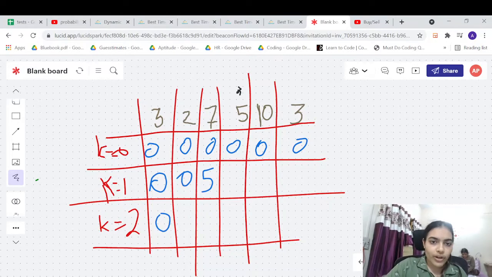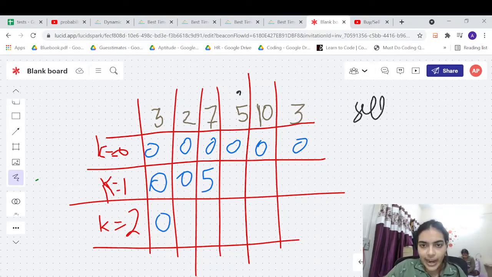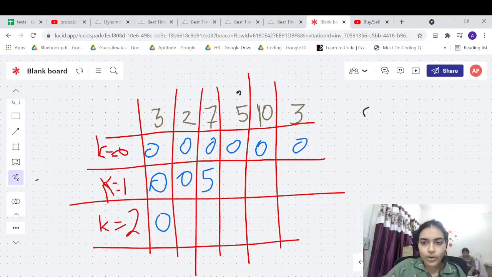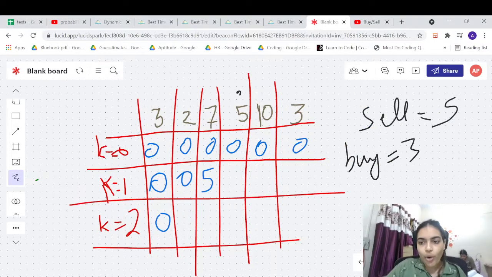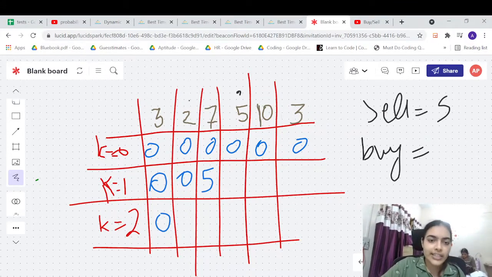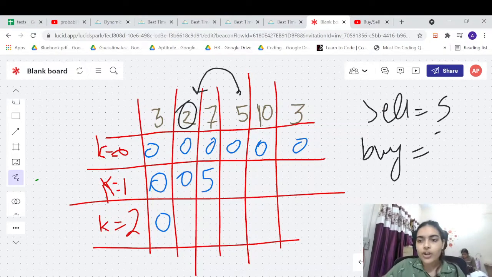See, when you are selling at this particular day, you will sell for a price of 5. What are the possible prices for buy? Anything previously, right? All these three possibilities are there. If you are selling at 5, you would have bought at either 3, 2 or 7. What is the best case? The best case possible is 2. You want the least amount to get the maximum profit, so you would have bought at 2.